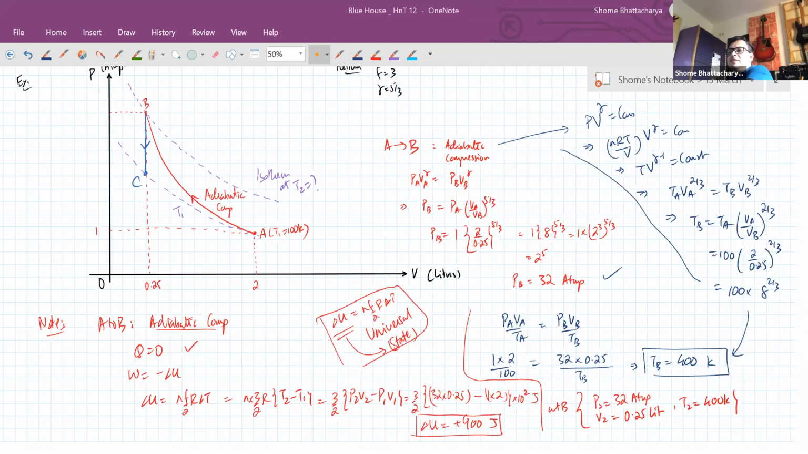So W will be minus 900 joules and Q is 0. So the adiabatic compression is completely solved now. We've got the thermodynamics part also. We've got the equation of state part also. So if you finish doing this part, then try out the second part, the B to C isochoric cooling till it's coming back to the temperature of 100 Kelvin.